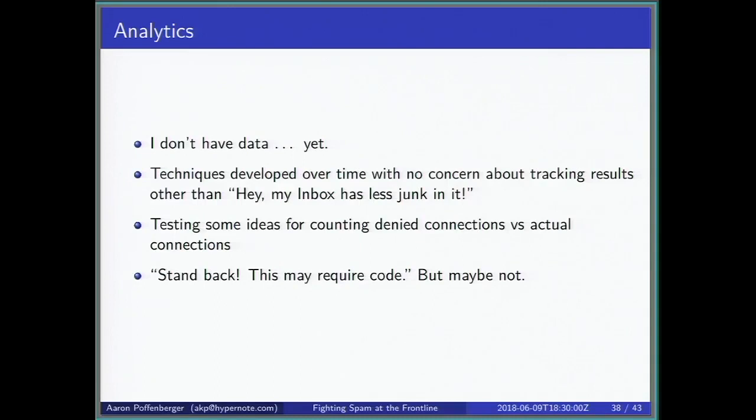So, analytics. Like I said, this was built through accretion. I didn't start out with the intention of building a pre-MTA filtering system. I built it up over time, so at first I didn't worry about analytics. My analytics were, oh gosh, my inbox doesn't have that much spam. That's good, but I want to be able to show it. So I'm working on ideas for how to count denied connections versus actual connections, and count the amount of spam that came in versus what wasn't. This may require a little coding, but by EuroBSDCon or AsiaBSDCon or BSDCan next year, I'll have analytics and can demonstrate how well these techniques work and give you real numbers.